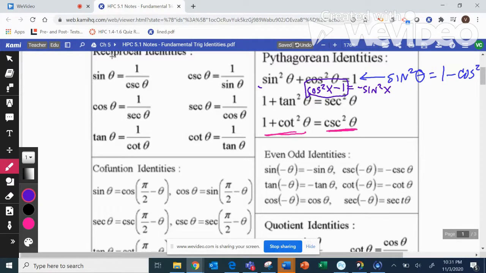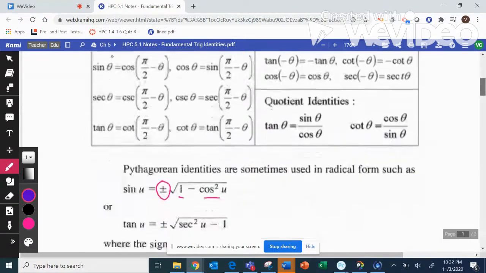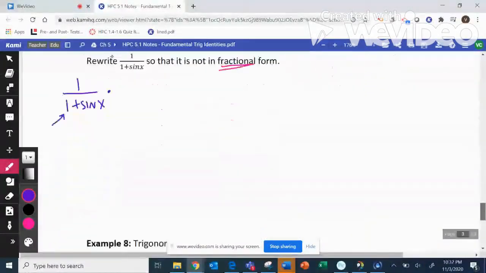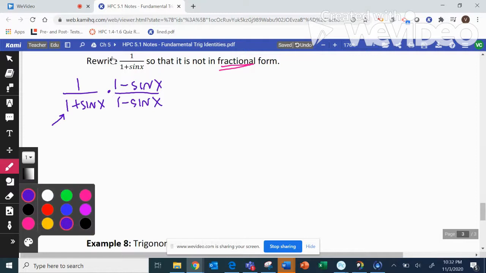1 plus sine x. If I could make it into 1 minus sine squared x, I could replace that with cosine squared x. So in order to do that, I'm going to multiply the top and bottom by 1 minus sine x. This is kind of like in algebra 2 when you multiply by the conjugate of the denominator to get rid of radicals in the denominator. You did something like that before.